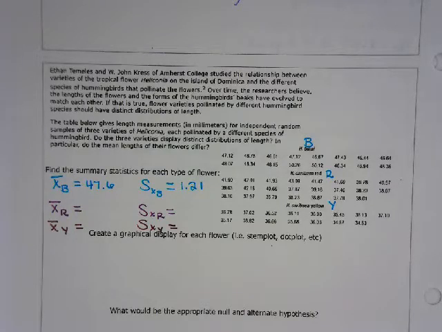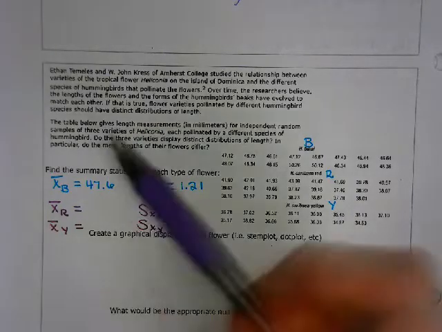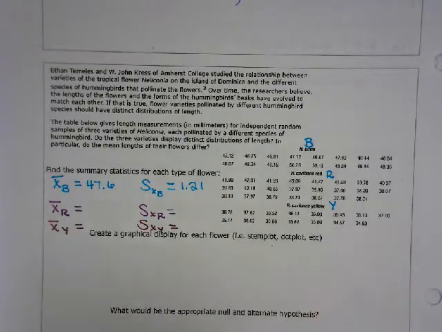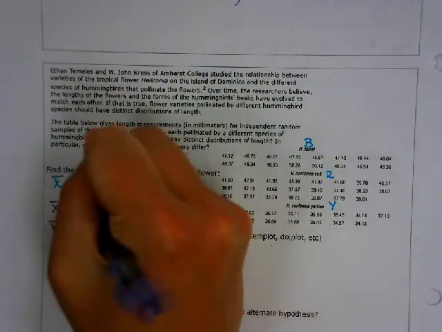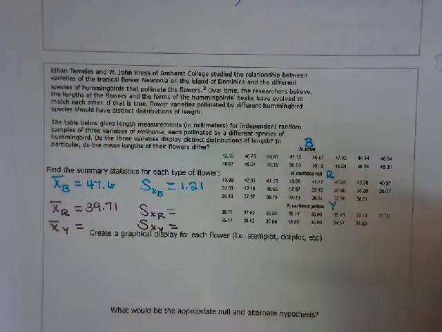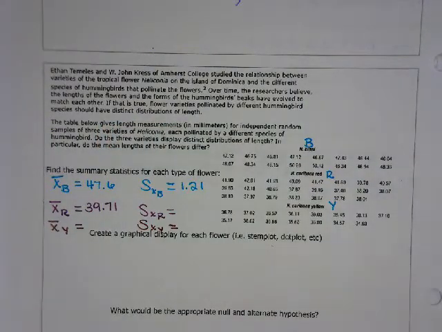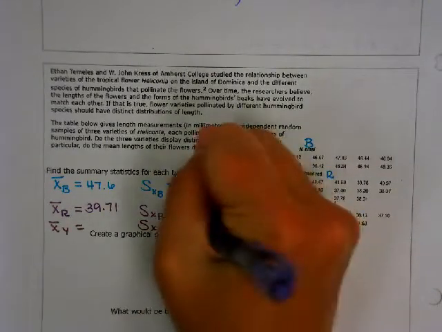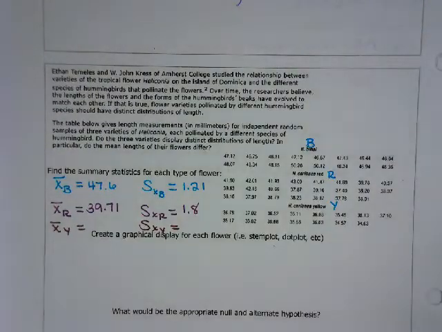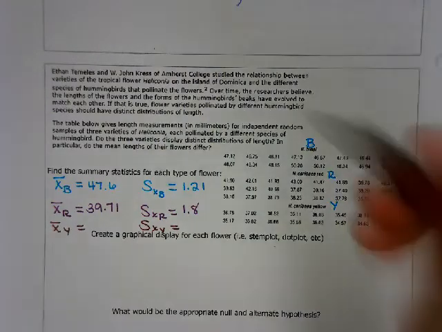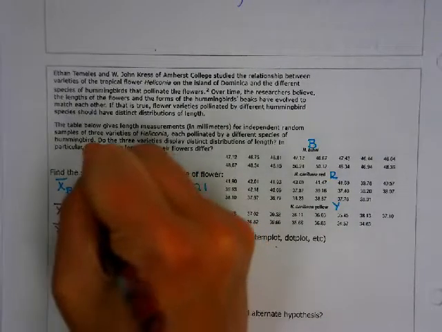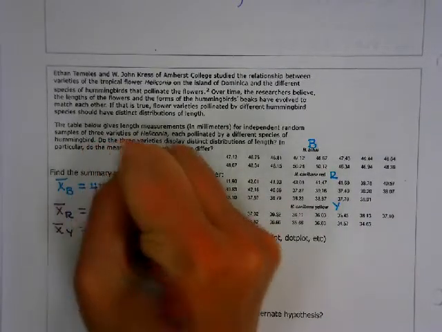Whatever. All right. What's the average for the red flower? 39.7. Thanks, Jillian. Hey, Molly said it too. 39.8. I didn't hear her over this. What's the standard deviation? 1.83. What about the average for the yellow? 36.18. And standard deviation? 0.98. Thank you. Good job.